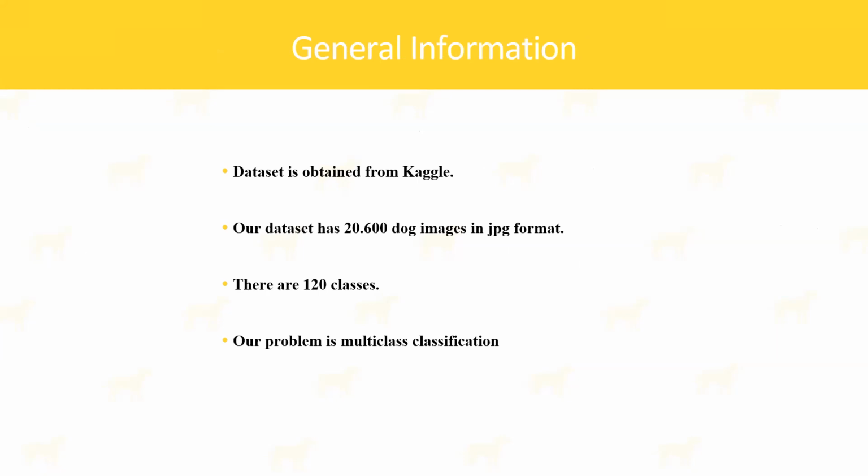So we obtained our data set from Kaggle. Our data set has 20,600 dog images in total in JPG format. Other than the images, there was an annotation file which had some information about each image, such as the size of the image and the class it belongs to. There are 120 classes in the dataset. Each is the name of a dog breed.